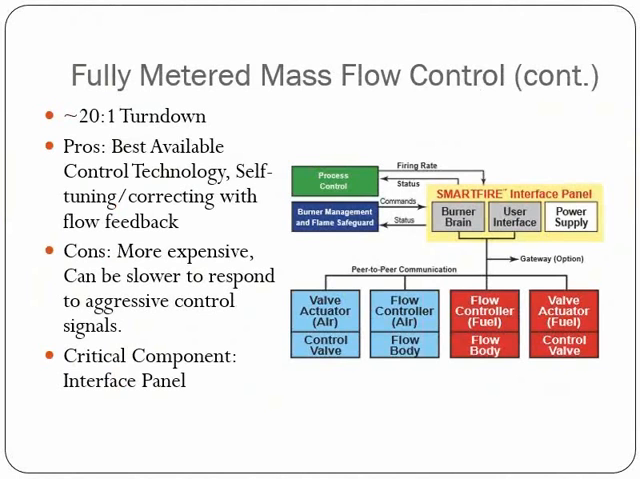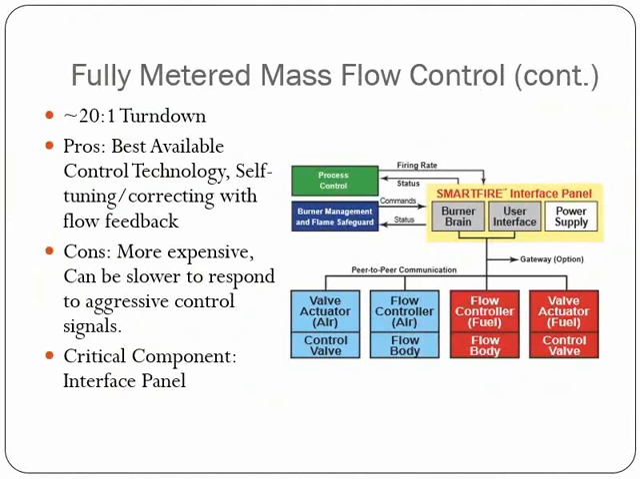So typically with customers that use this type of system, they will adjust their process controller to account for the slower response of this type of system. And again, same as the electronically linked system, the critical component here would be the interface panel. So everything here that goes through and manages the positions and sees the flow feedback.